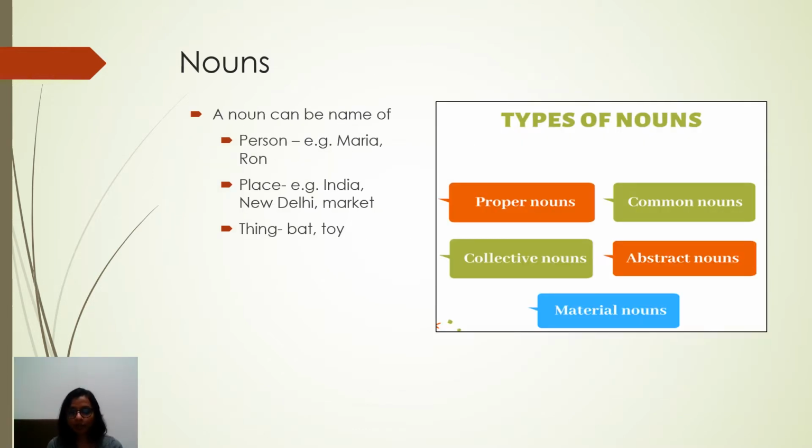Okay, now let's move on to the basics of English grammar. And the first one that comes up is the noun. What is a noun? A noun is the name of a person, place, or thing. I have listed some of the examples here. Example of a person could be Ron. Example of a place could be New Delhi or market. Market comes under common noun. New Delhi is a proper noun. I'll explain these as we move on in the next slides. Example of a thing could be a bat.